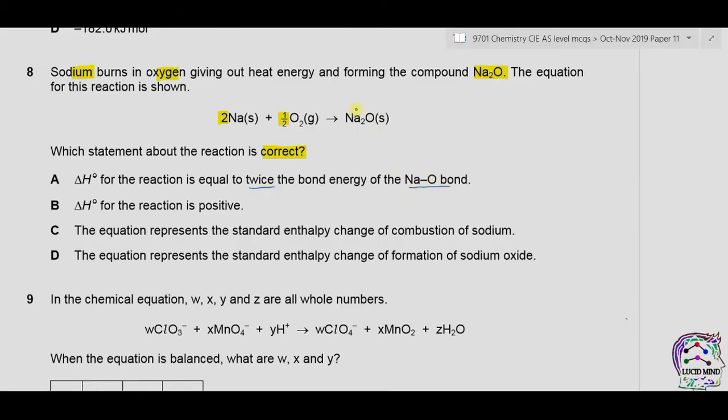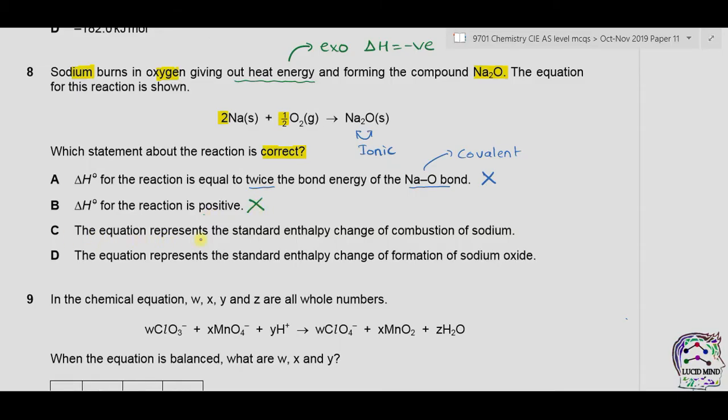Now we can see that sodium is a metal and it is from group 1 of the periodic table, while oxygen is a non-metal of group 6. So the bond formed between sodium and oxygen is ionic bond, while here they have shown covalent bond. So therefore A is incorrect. B. Enthalpy change for the reaction is positive. As we can see in the reaction that the heat energy is given out, so it means that it is exothermic reaction. So for exothermic reaction, the enthalpy change is always negative. It is not positive. So B is also incorrect.